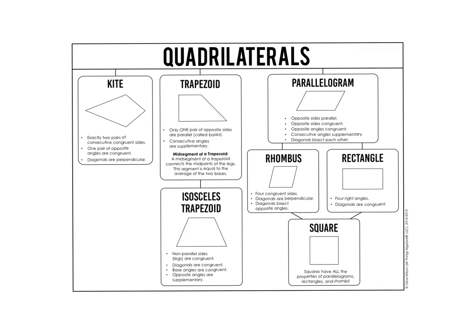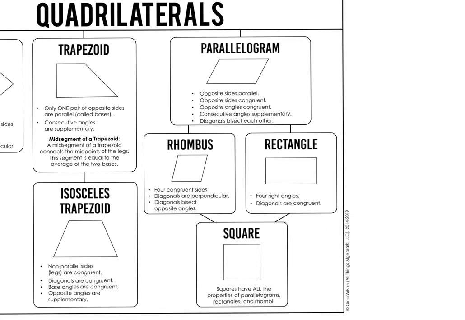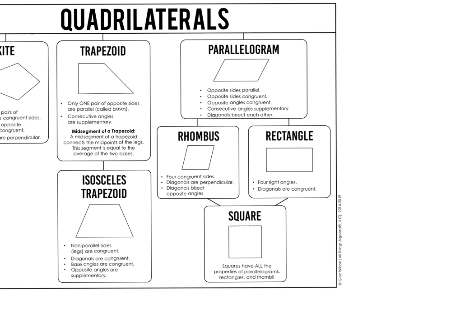And so a big thing to remember is that all of them possess the properties of the parallelogram because they are all parallelograms. So all of these properties here, opposite sides parallel, opposite sides congruent, opposite angles congruent, consecutive angles supplementary, diagonals bisect each other, those are all true of rhombus, rectangle, and square. They maintain those properties because they are types of parallelograms.